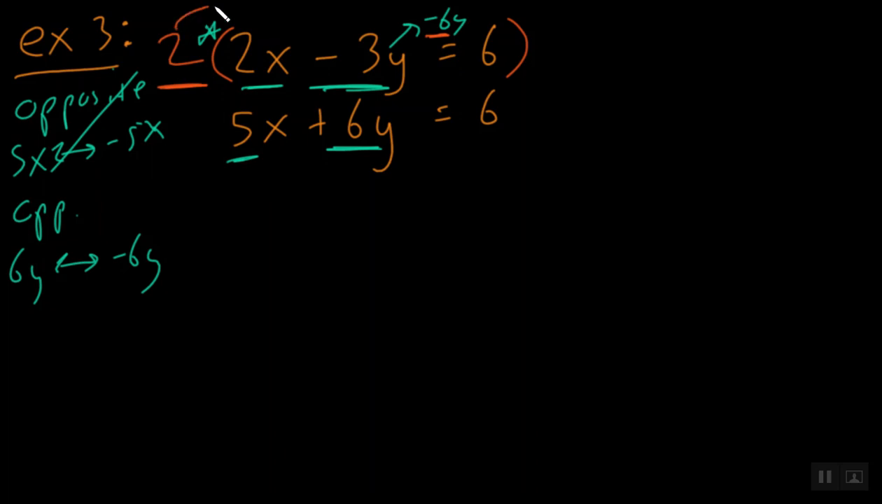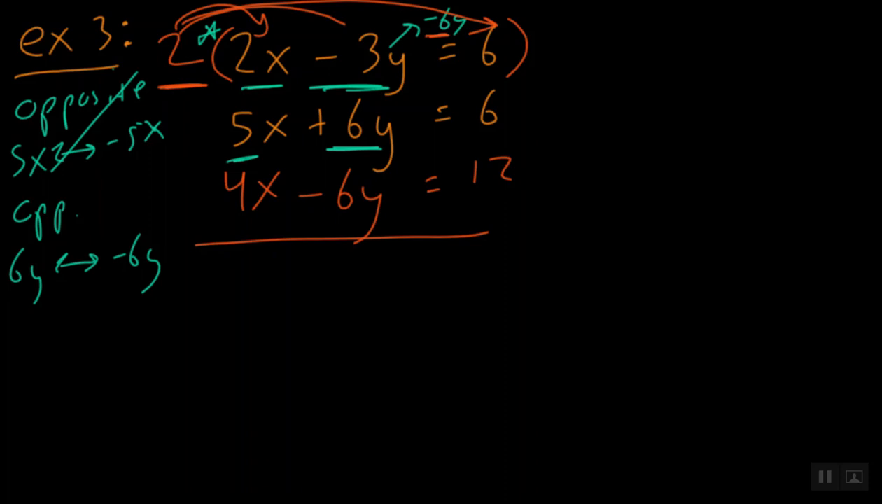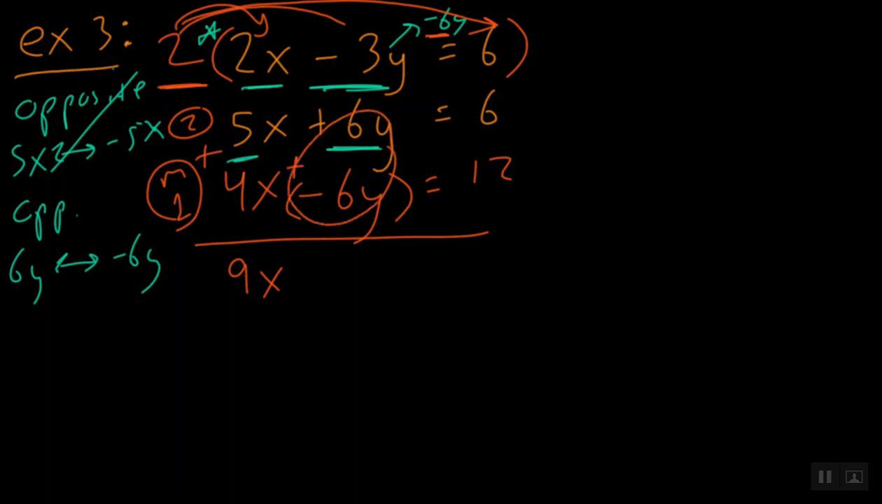So we're going to do 2 times 2x, which will of course be 4x, and 2 times negative 3y, which is that negative 6y that we were looking for, and 2 times 6, which is 12. Now remember, this is our row 2, this is our manipulated row 1, and I can now add these two rows together. So what's 5x plus 4x? That's 9x. And what's 6y plus negative 6y? Of course, that is my 0 pair, equals, and 6 plus 12 is 18.